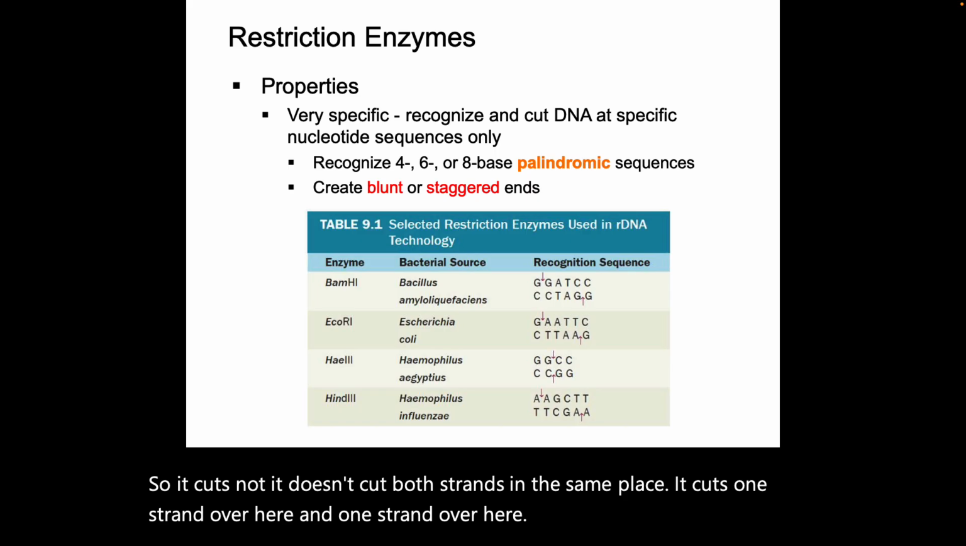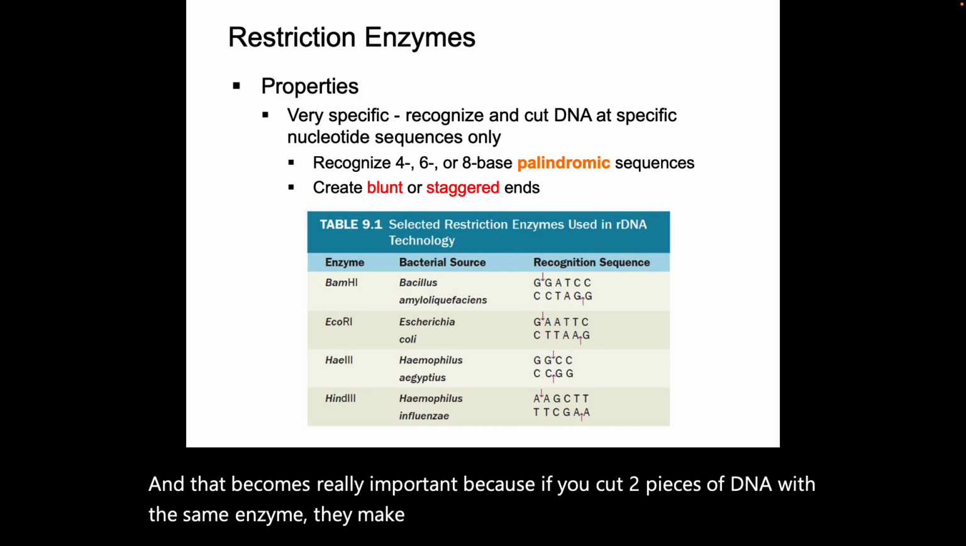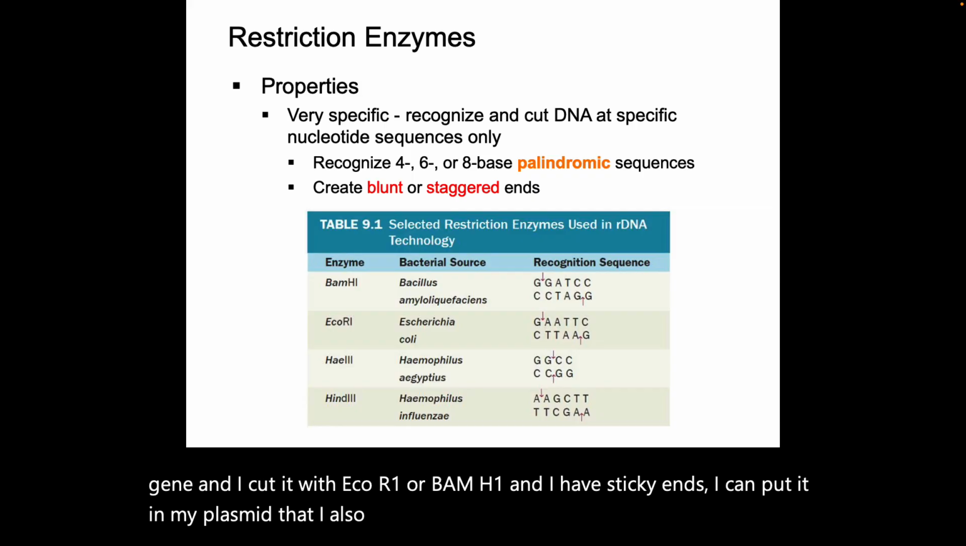And that becomes really important because if you cut 2 pieces of DNA with the same enzyme, they make the same sticky ends. So if I have my insulin gene and I cut it with EcoRI or BamHI and I have sticky ends, I can put it in my plasmid that I also cut with BamHI because it has the same sticky ends.